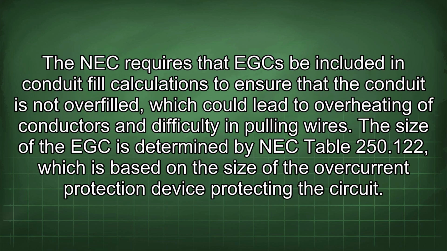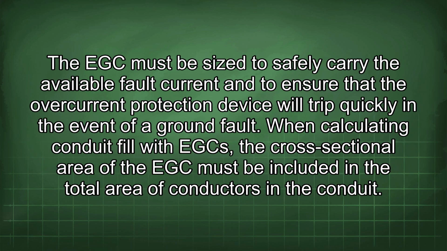The NEC requires that EGCs be included in conduit fill calculations to ensure that the conduit is not overfilled, which could lead to overheating of conductors and difficulty in pulling wires. The size of the EGC is determined by NEC Table 250.122, which is based on the size of the overcurrent protection device protecting the circuit. The EGC must be sized to safely carry the available fault current and to ensure that the overcurrent protection device will trip quickly in the event of a ground fault.